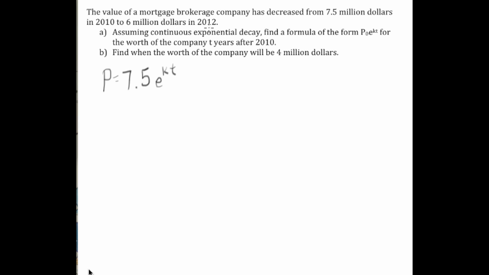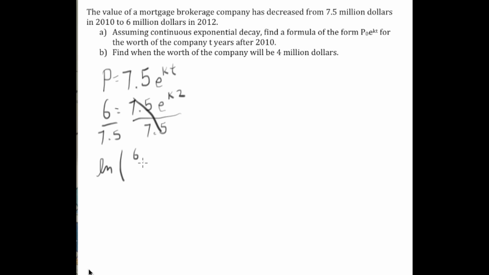Now let's use the other parts of this sentence. We know we decreased down to $6 million, so that's our P. We don't know what our k is, but we do know it's 2 years later. So we're trying to solve this equation. We have to isolate the exponential, which means we divide both sides by 7.5. Boom, that's gone.